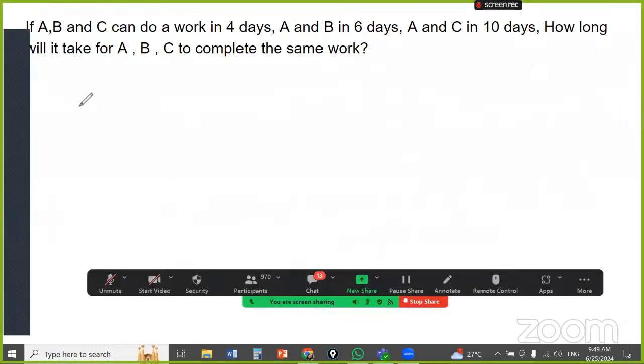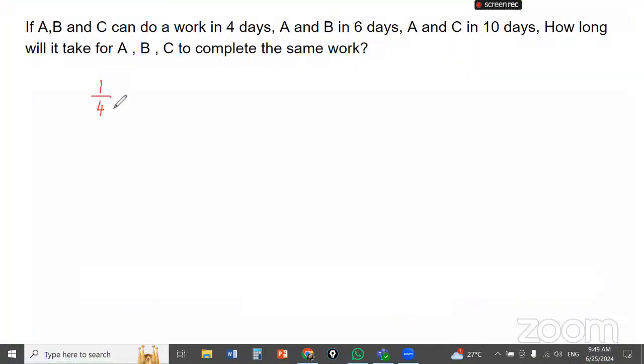Yeah. So for A plus B plus C, we got 4. And this is A plus B plus C. And then B and C, we need to find. Actually, we can take from this itself. We get A plus B is equal to 1 upon 6.